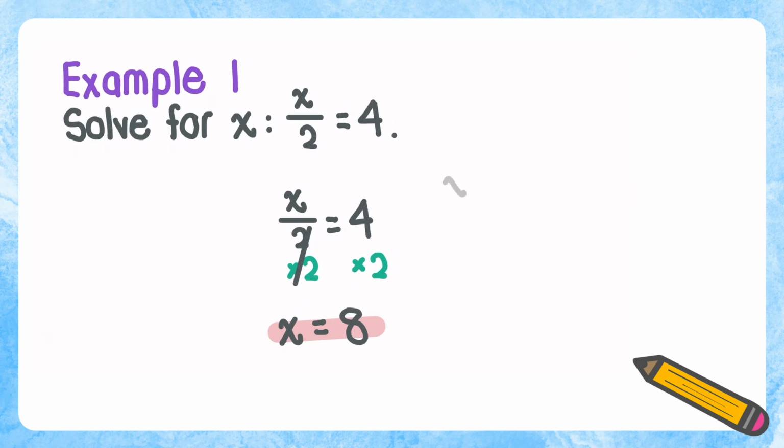So let's say I write it as x divided by 2 equals 4. Same thing, just written differently. I multiply by 2 on both sides, and so that 2 on the left side is removed, and I'm left with x equals 8, because 4 times 2 equals 8. So same thing, just written differently.